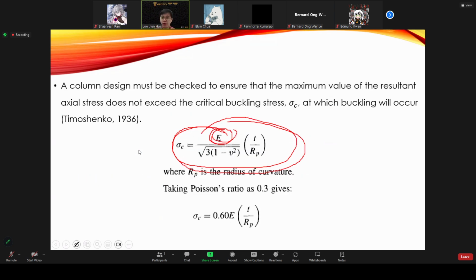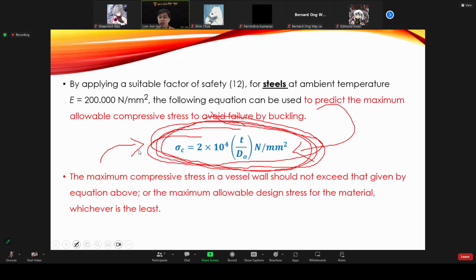You need to start with the original equation here. This one is the common equation that can be used for any material. But of course, if you are using a different material, then you need to put in the elasticity of the material that you are going to use. Okay, remember the equation here. You are only allowed to use the equation here if the equipment is fabricated by using steel.